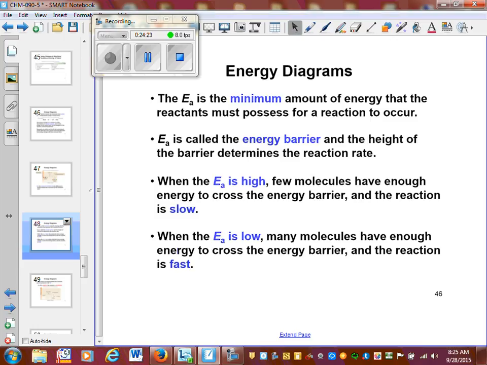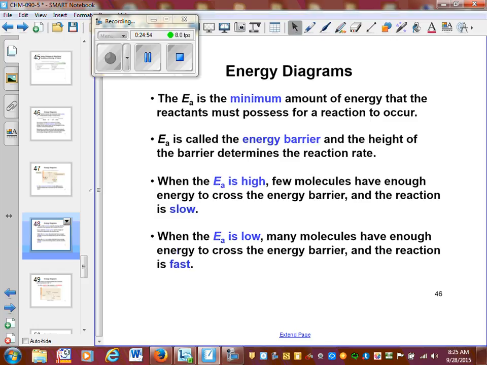Okay. So when the energy of activation is high, few molecules have enough energy to cross the energy barrier, and the reaction is slow. Again, if we're running a race and I have that 6-foot hurdle, there's going to be fewer of us that can make it over that 6-foot wall than if it was a 1-foot wall. When the energy of activation is low, a lot of us can get across, so the reaction is fast.